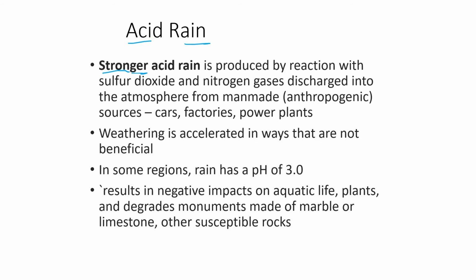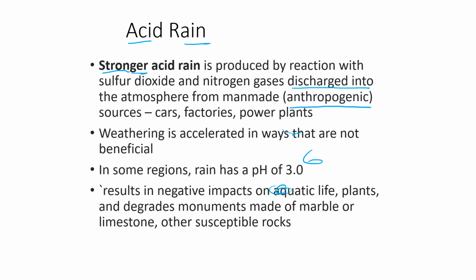So I love this word right here, anthropogenic. That is us. Anthropogenic is human origin. So these sulfur dioxides and nitrogen gases go into the air from cars, from factories, from power plants, and it makes the acid rain more concentrated. The weathering gets accelerated in ways that are totally not beneficial.